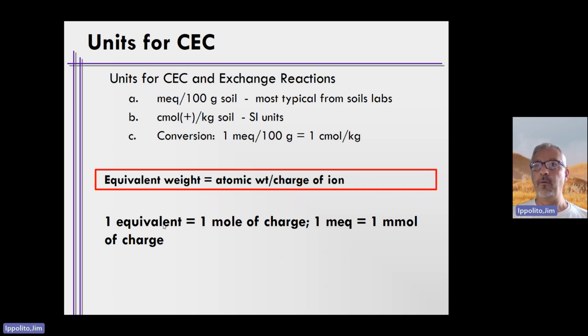Okay, here's some subsequent information if you're interested. So 1 equivalent equals 1 mole of charge. So an equivalent is based on the charge of the ion. And 1 milliequivalent simply equals 1 millimole of charge. Right? I know this is basically SI units, but that's the premise behind using equivalent weights or equivalents to determine cation exchange capacity. It's all based on a charge basis, or how many positive charges the soil can hold.